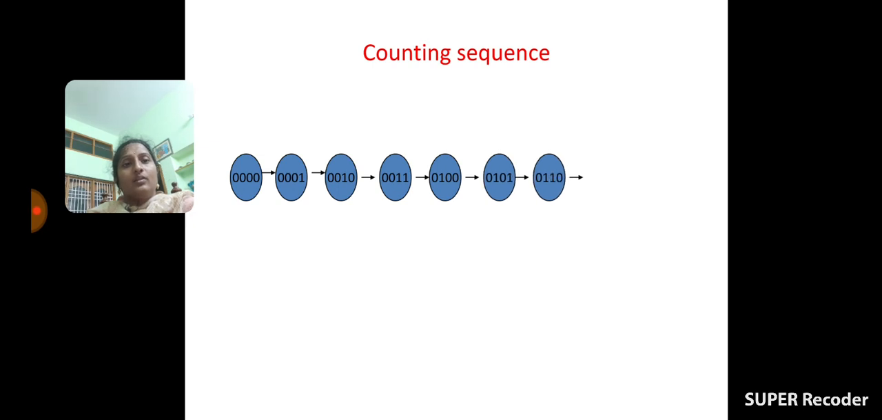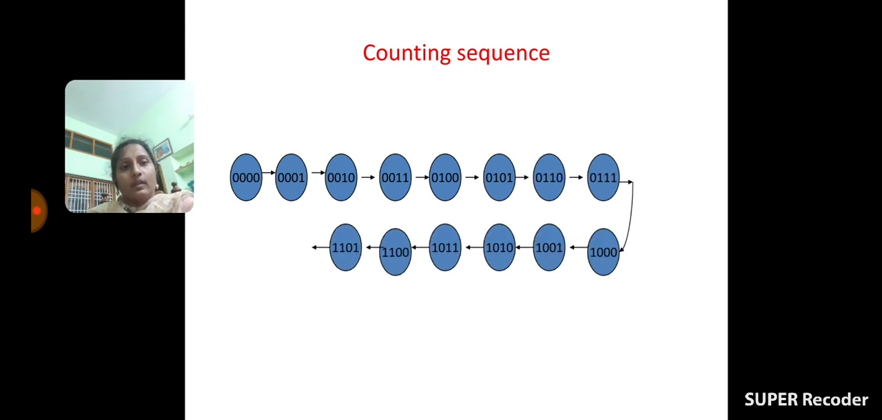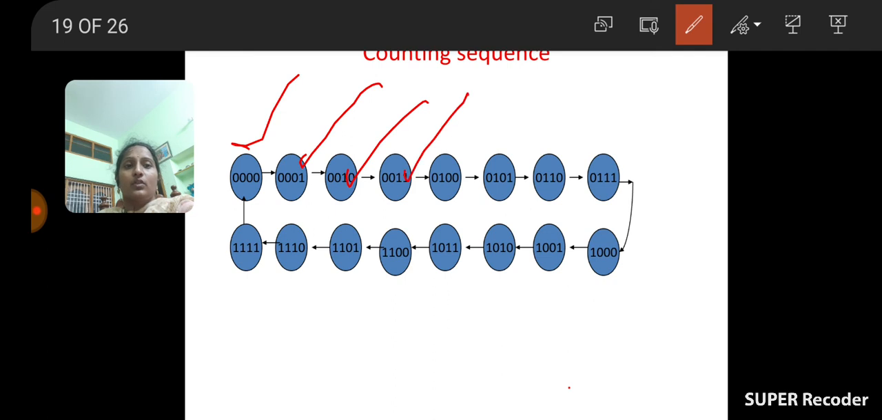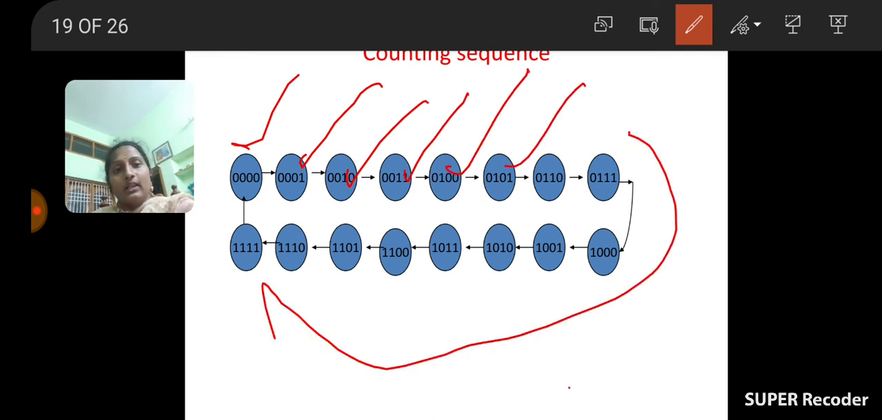This is the counting sequence diagram. See, the counting started at 0. Next 0 0 0 1, 0 0 1 0, 0 0 1 1, 0 1 0 0, 0 1 0 1, like this until we get 1 1 1 1, which is the 15th pulse. The counting returns to 0.